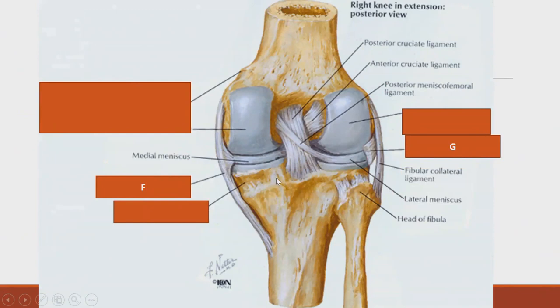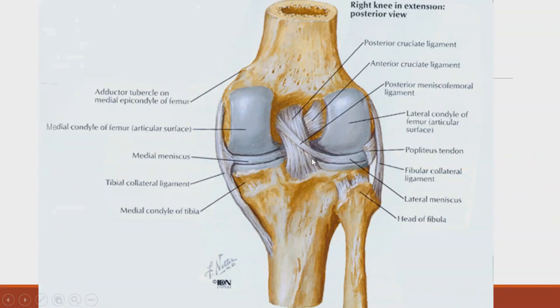We'll skip over E. Let's go to F. Yep. Or your tibial collateral ligament. They're interchangeable just because, like, medial tibial bones on the medial side. G? All right, it's your popliteus tendon, but again, not important.